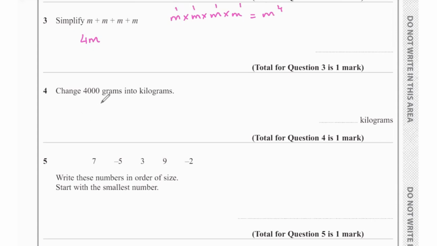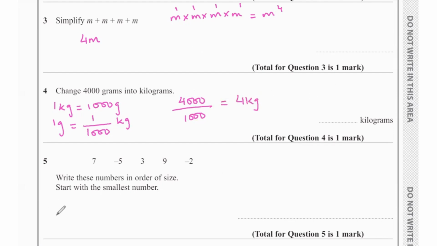Next question says change 4,000 grams into kilograms. 1 kg is 1,000 grams. And 1 gram is 1 over 1,000 kgs. So to convert 4,000 grams into kilograms, we divide 4,000 by 1,000, and that's going to give us 4 kgs.